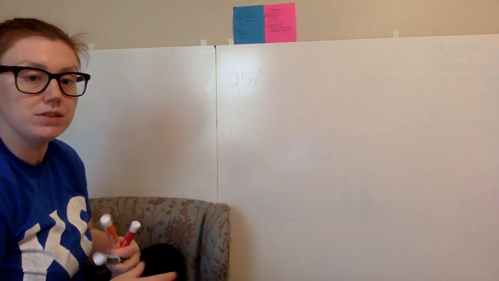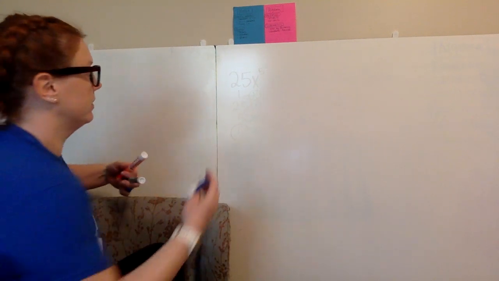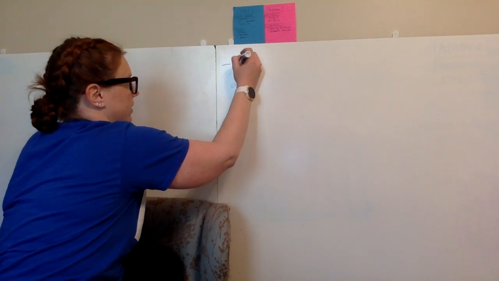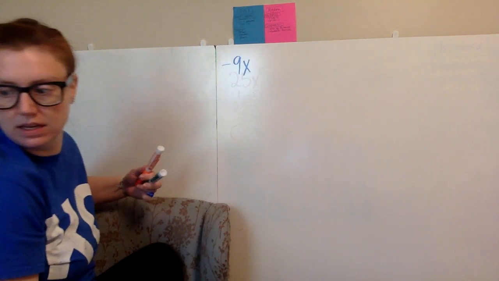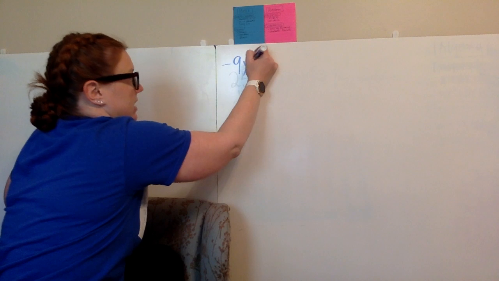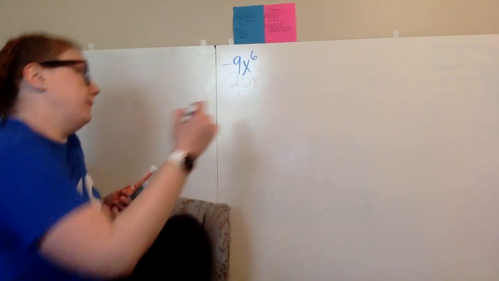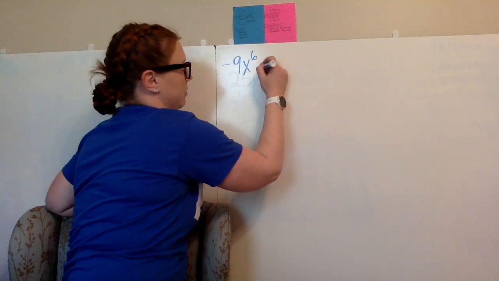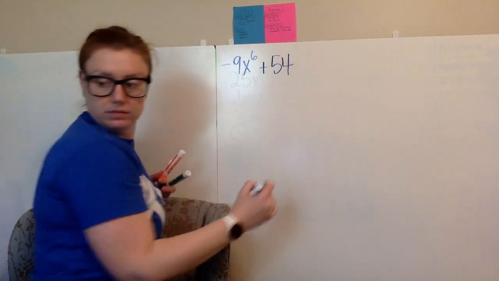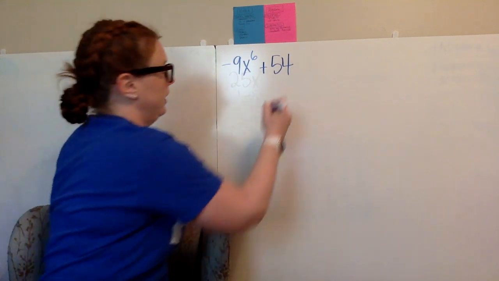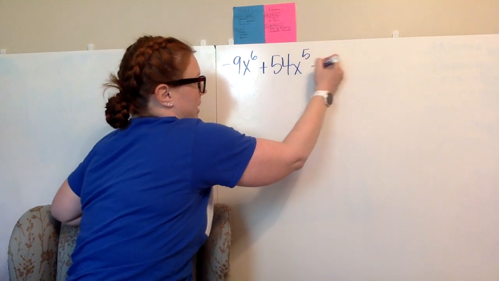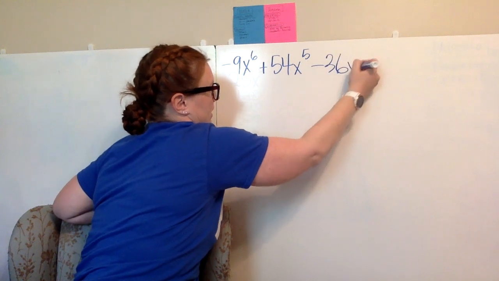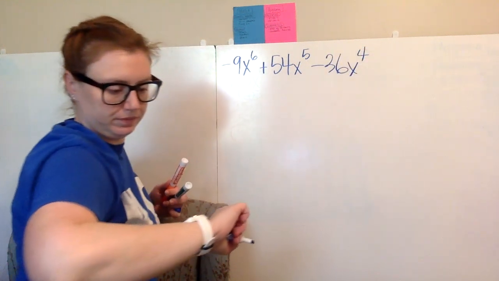All right, so let's do one with a leading negative coefficient. Let's talk through that. We have negative 9x to the 6th plus 54x to the 5th minus 36x to the 4th.